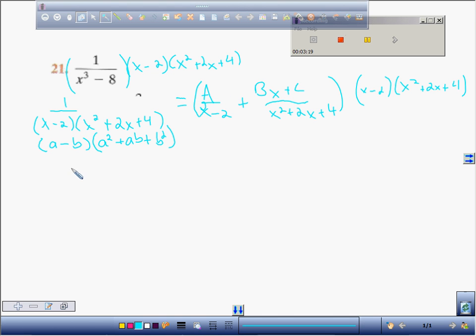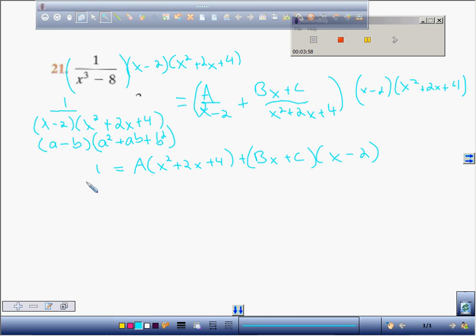So on the left side, I just have 1 on the top. And on the right side, I have a times x squared plus 2x plus 4 plus bx plus c times, this cancels with that over here, right? So I have bx plus c times x minus 2, right?